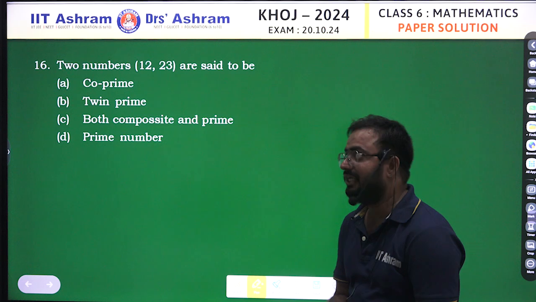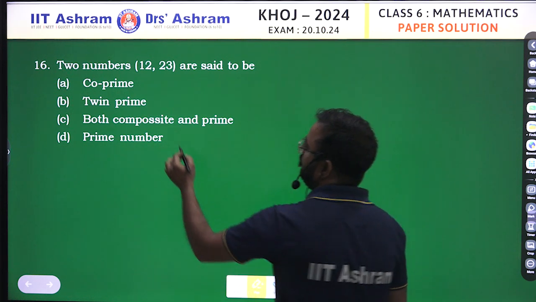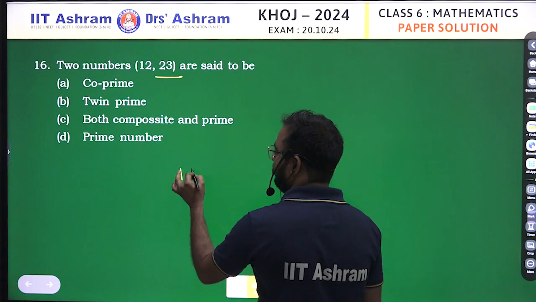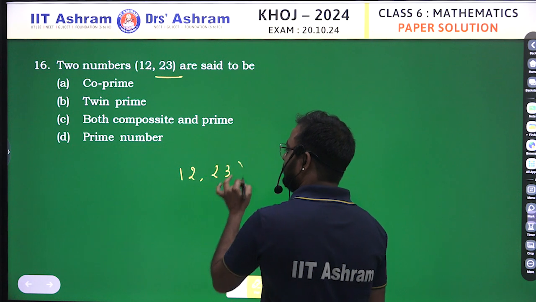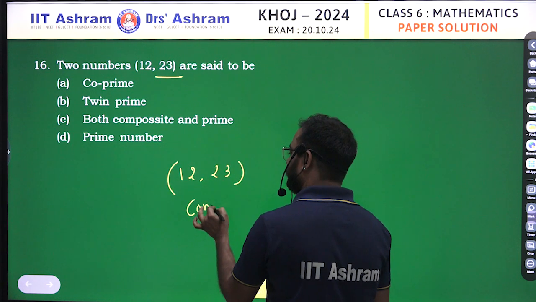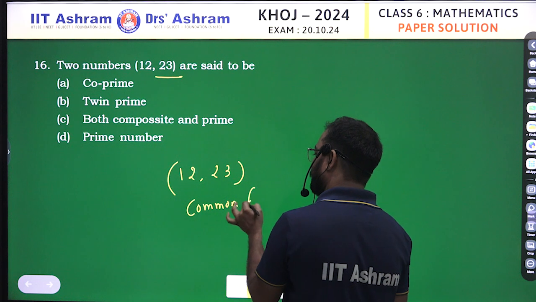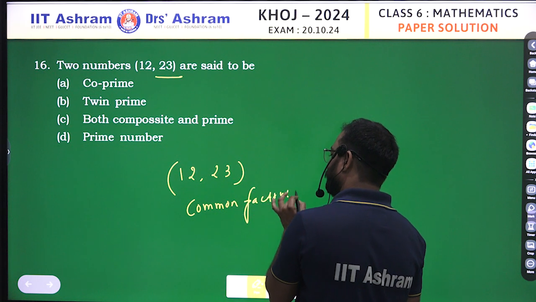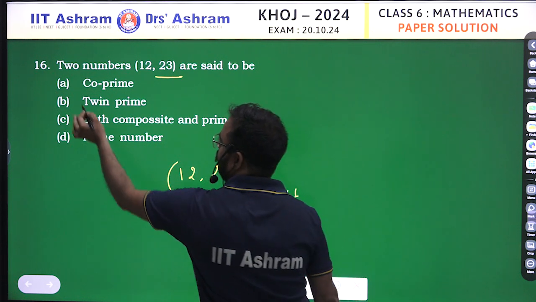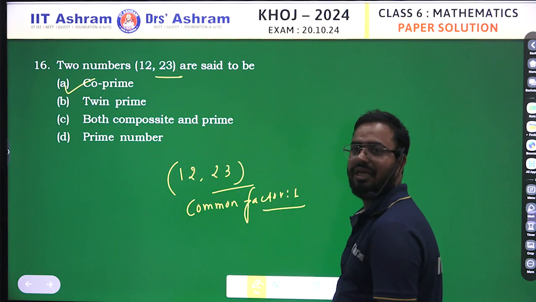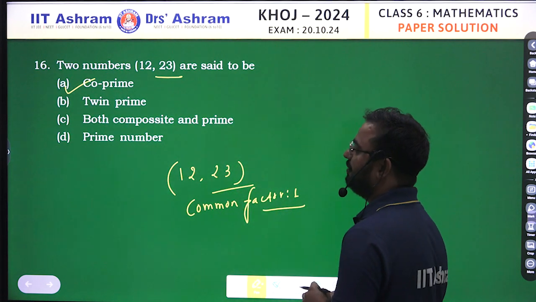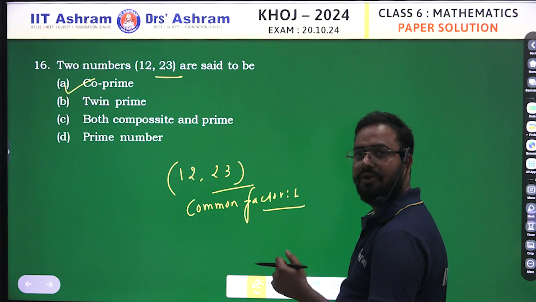Next, question number 16. Two numbers are said to be 12 and 23. These numbers have only common factor 1. What is their common factor? Only 1. So these are co-prime numbers. So option A is the right answer. The 12 and 23 are co-prime numbers.